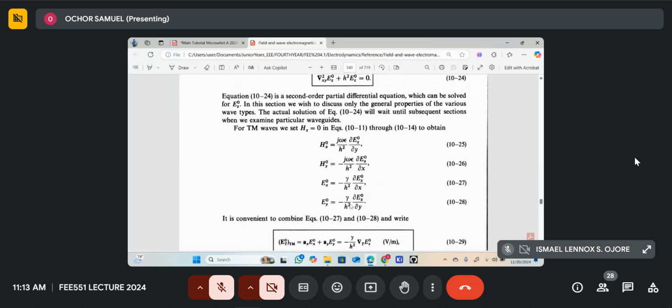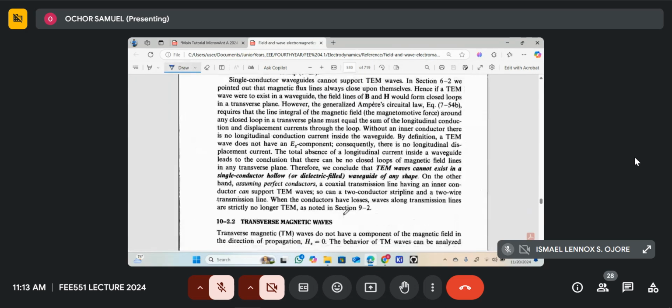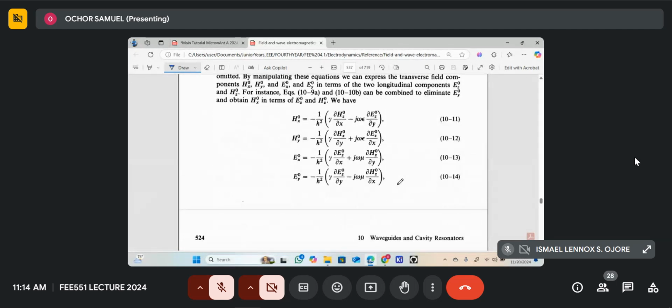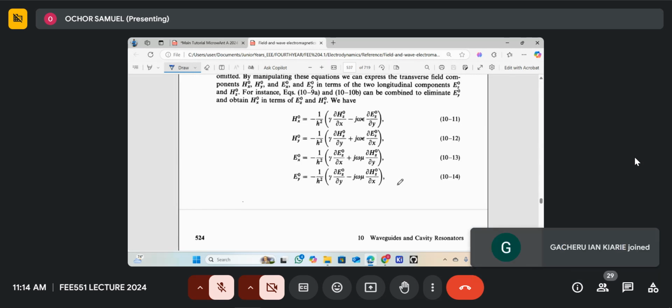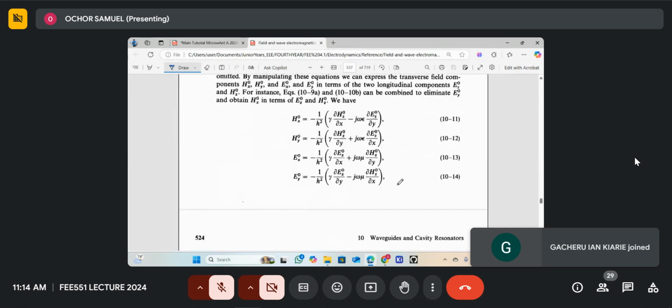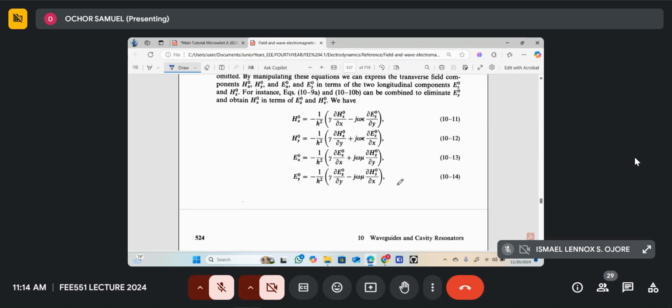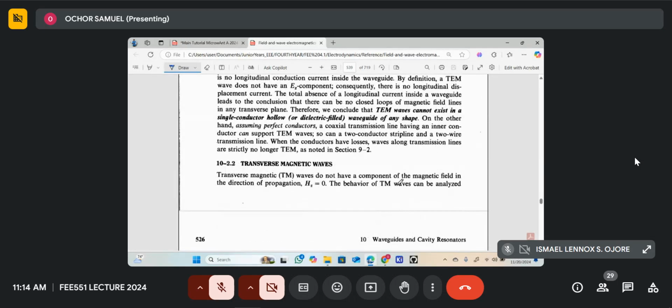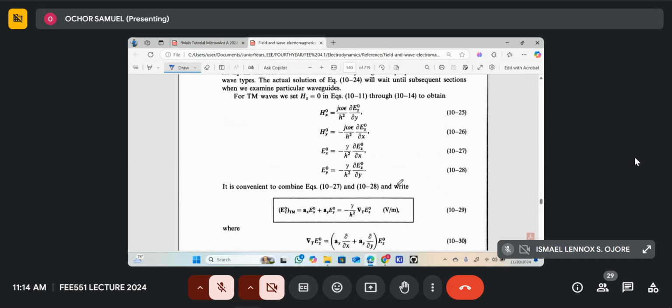Okay, so for TM, let's just start from maybe here. Okay, will you kindly re-explain? Here are the questions. I'm just saying, just scroll down once here. Okay, this is here for transverse magnetic. Going very fast.